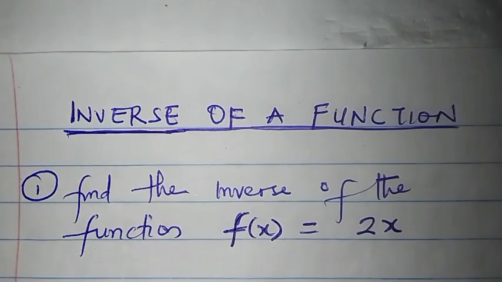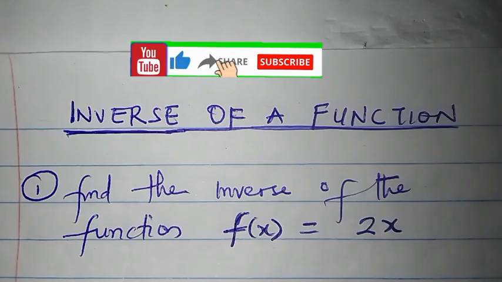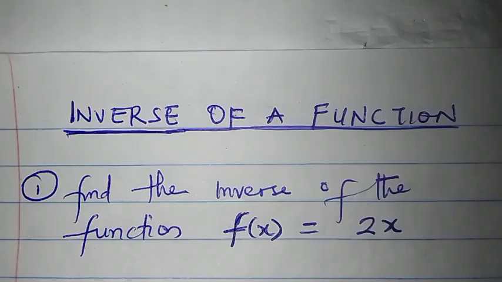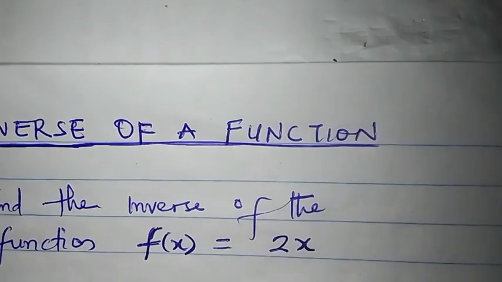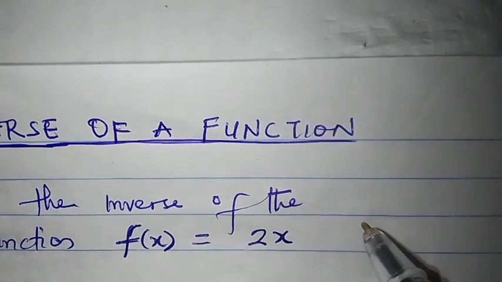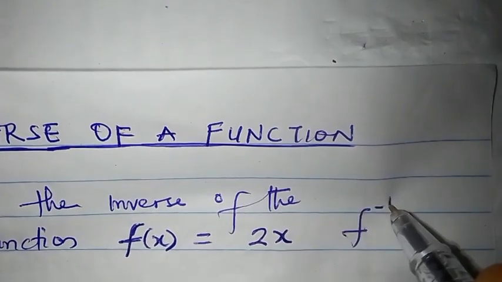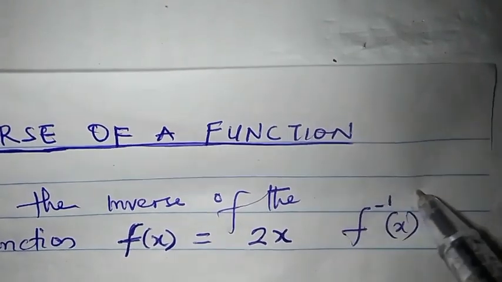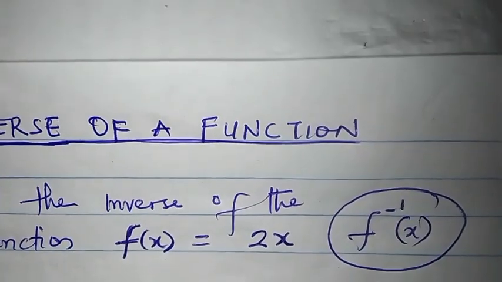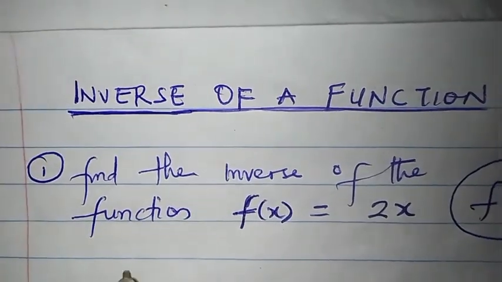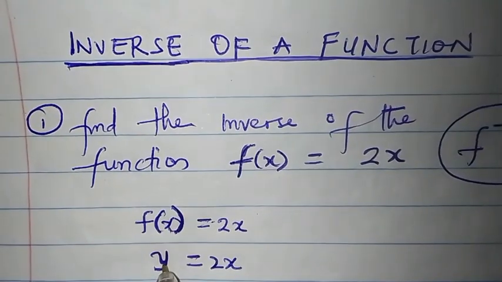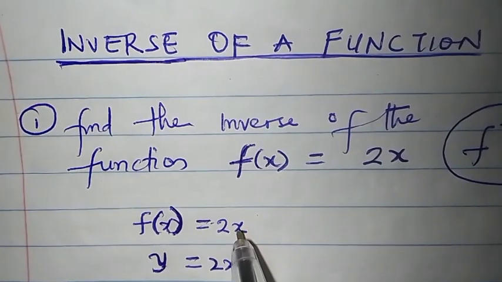How do we find the inverse of a function? In just few steps. Watch this video to the end and see how it is done. I want to find the inverse of the function f of x equal to 2x. Take note that the inverse of f of x is written as f inverse of x. Okay, just take note of that. So let's go ahead. F of x can also be y, which is the image of x.